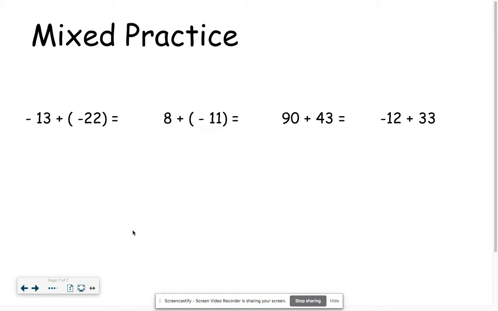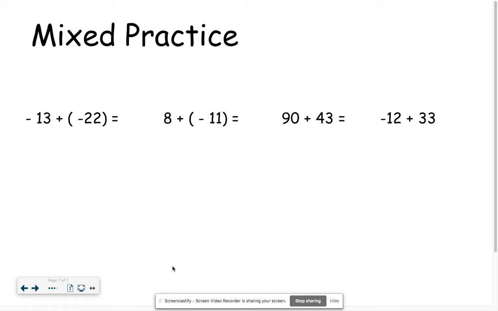On this next page, it's mixed practice. It's going positive, positive, negative, negative, or negative and positive, or positive and negative. Pause the screen, then resume it, and check and see if your answers are right.